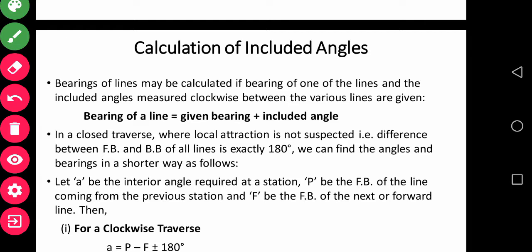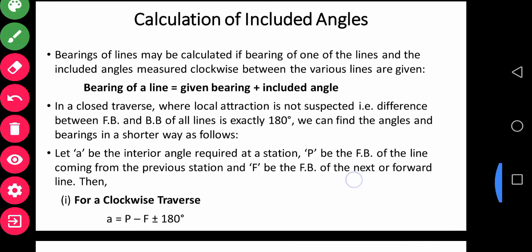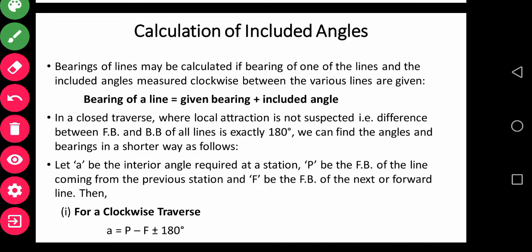So in a closed traverse, where local attraction is not suspected, like we discussed in the last lecture, if the difference between the forward bearing and back bearing of a line is exactly 180 degrees, then there is no local attraction or any error. But if the difference between forward bearing and back bearing is not exactly 180 degrees, then definitely there is local attraction and that may create error.